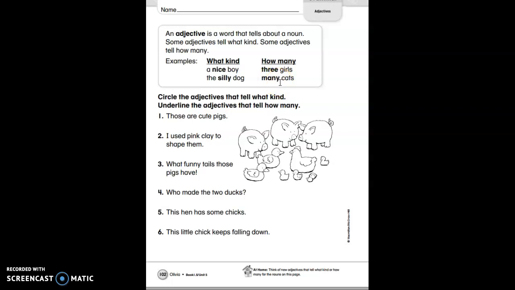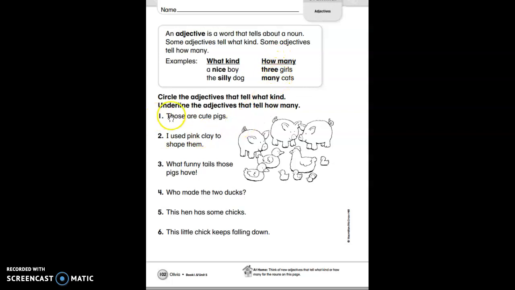Many of them. For our directions, it says to circle the adjectives that tell what kind, like nice and silly, and underline the adjectives that tell how many, like 3 or many.